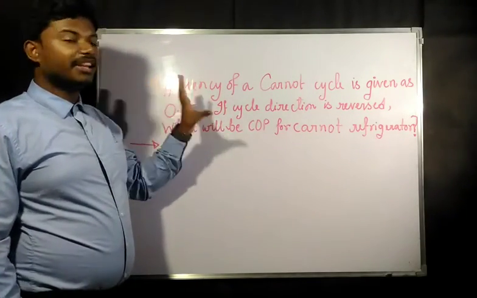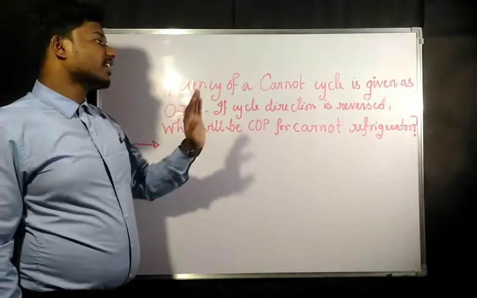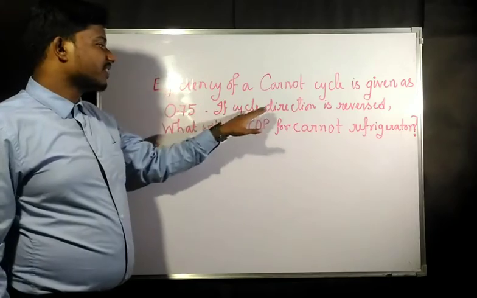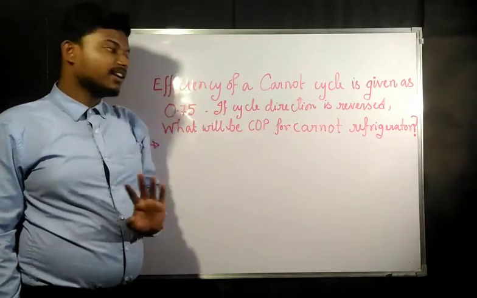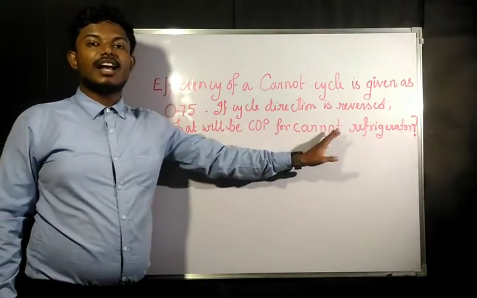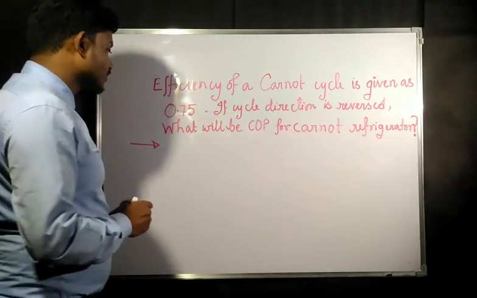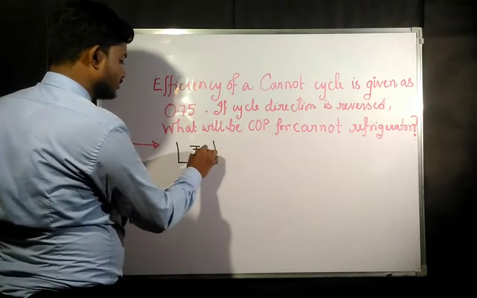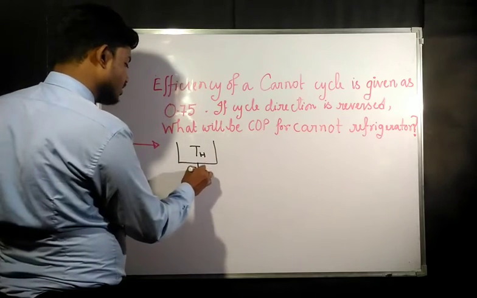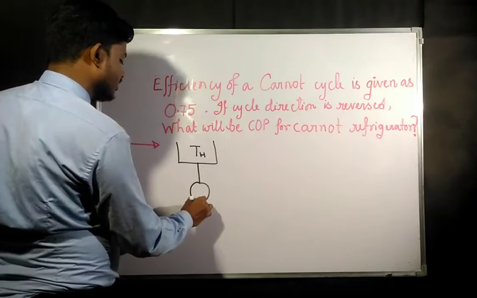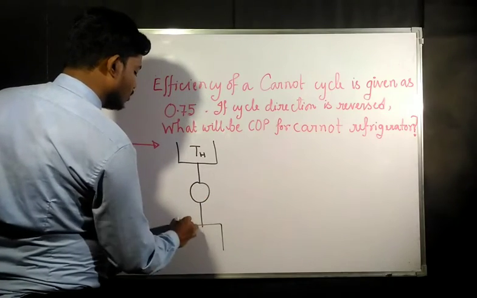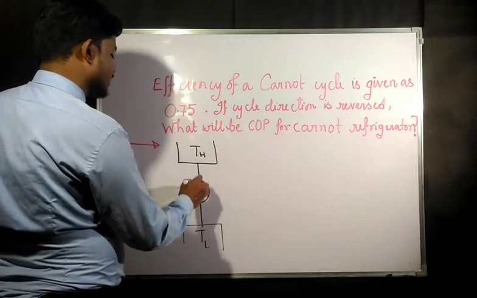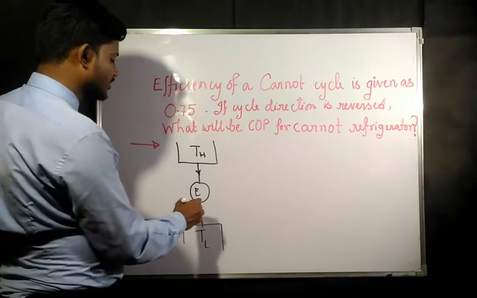So they have given a question like this: efficiency of a Carnot cycle is given as 0.75. If the cycle direction is reversed, then what will be the COP of the Carnot refrigerator? Okay, so we know that a heat engine works like this. This is a higher temperature source or thermal reservoir, and this is a lower temperature thermal reservoir, and this is a heat engine. They are saying that this is going to be a Carnot heat engine.